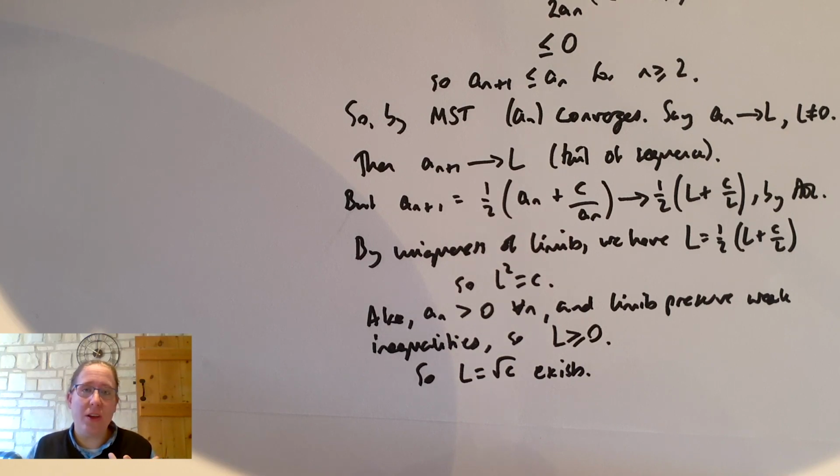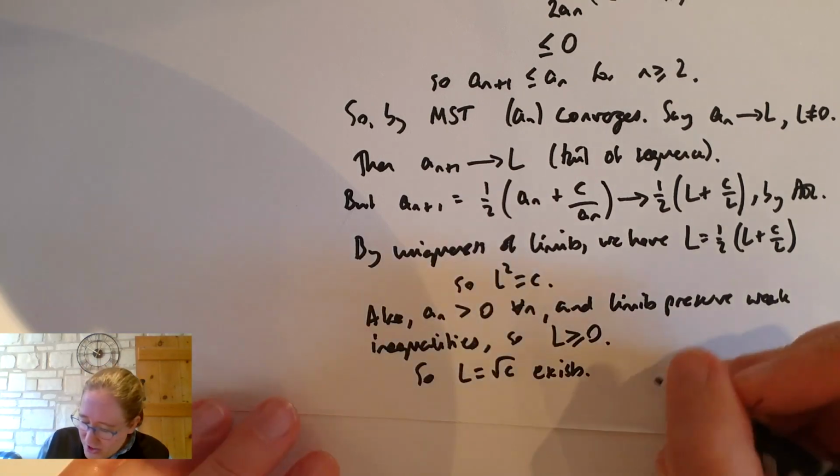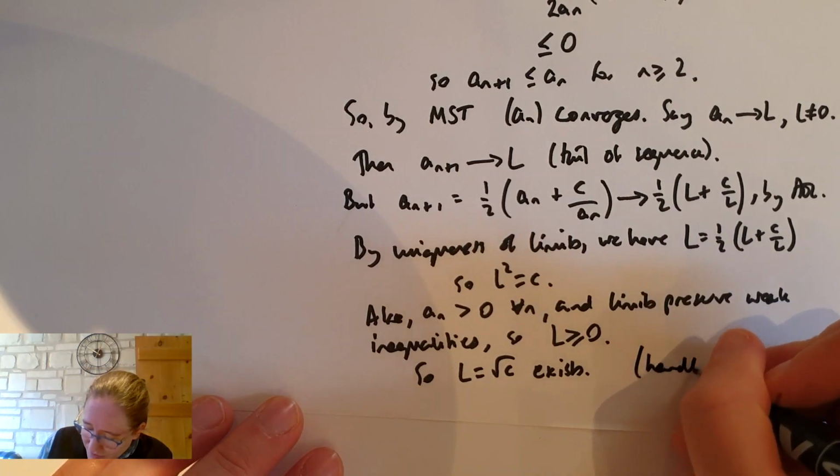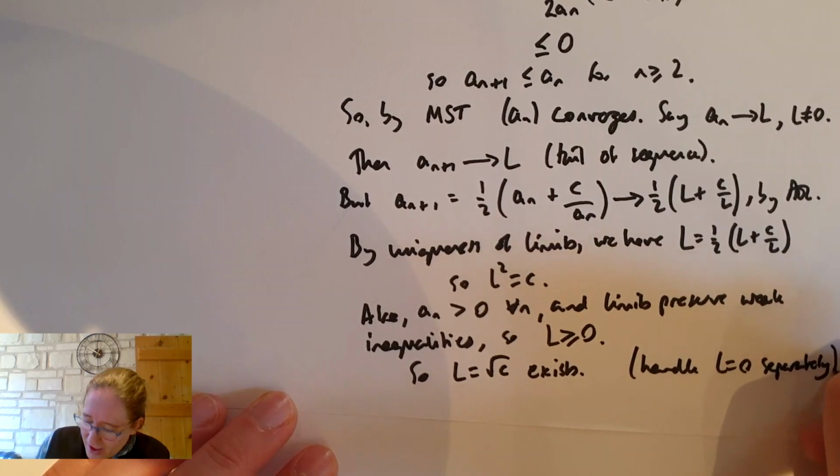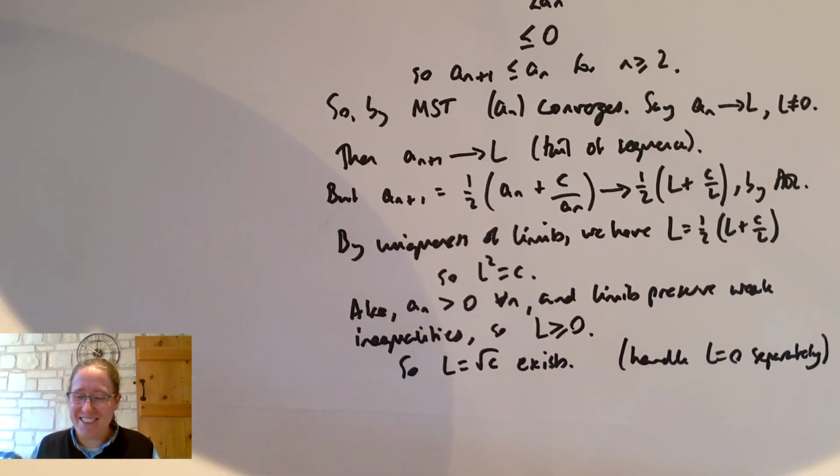Well, because we know that a_{n+1} squared is greater than or equal to C, by the algebra of limits, a_{n+1} squared tends to L squared, and by preservation of weak inequalities, L squared is greater than or equal to C. So if L is 0, then C must be 0, and so we still have the result that L squared is equal to C. So I'll just note here that we can handle L equals 0 separately, and I won't go into that because that's not such an interesting case.